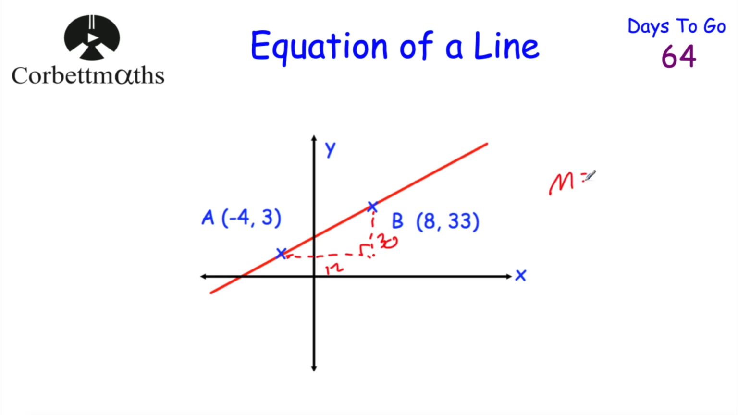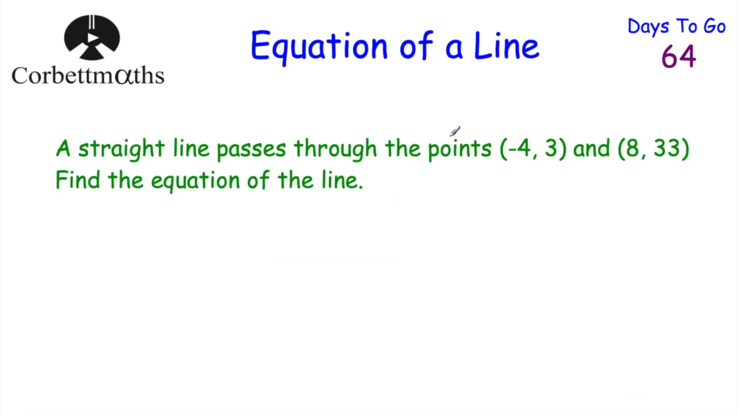So the gradient m is equal to the rise divided by the run. So it's going to be equal to 30, the rise, divided by the run, which is 12. And if we do 30 divided by 12, that's equal to 5 over 2, or 2.5. So we've got the gradient of the line. So if we go back now, we know that it passes through the points of negative 4, 3 and 8, 33, and that the gradient of the line is equal to 5 over 2 or 2.5, whichever version you want to use. So we've got y equals 5 over 2x plus c. So that's the equation of the line. We've got the gradient, so we now just need to find the y-intercept.